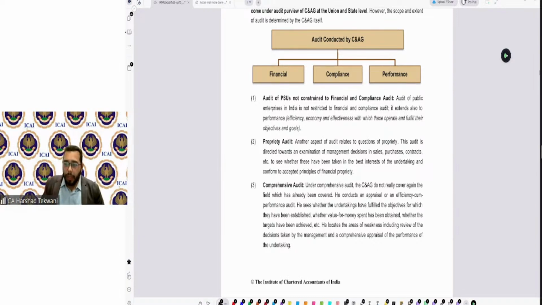Now, that was one type of audit that I was talking about: the financial audit. Only the financial audit. But it's not restricted to the financial audit. We have compliance, we have performance, we have proprietary audit, we have comprehensive audit. Different types of audits are there when I talk about audits done by the CAG.